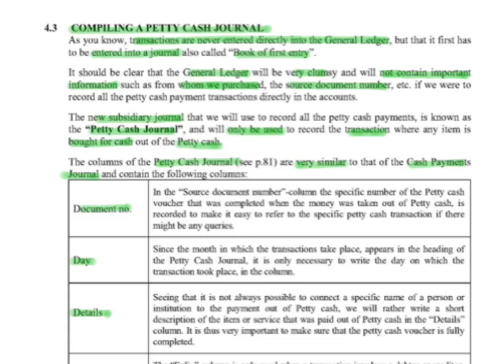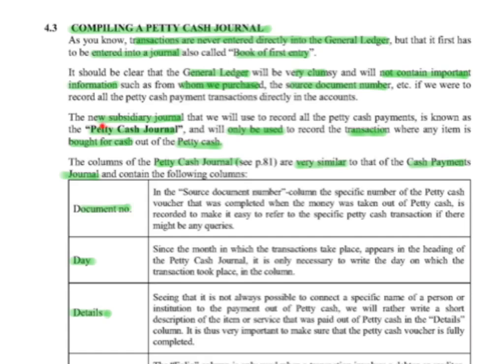So how will the petty cash journal look? As you know, transactions are never entered directly into the general ledger. We always first put it into a journal called the Book of First Entry. It should be clear that the general ledger would be very clumsy and would not contain important information, such as whom we purchased from or source document numbers, if we were to put it directly into the accounts.